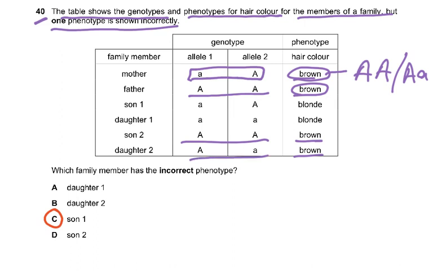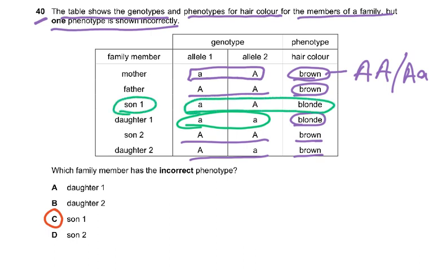But the blondes are the other ones. So the blondes have to be small a, small a. But then here, this is the wrong blonde because he has a big A, small a. So son 1 was the answer. Which family member has the incorrect phenotype? This blonde is written wrongly. This should have been written brown.